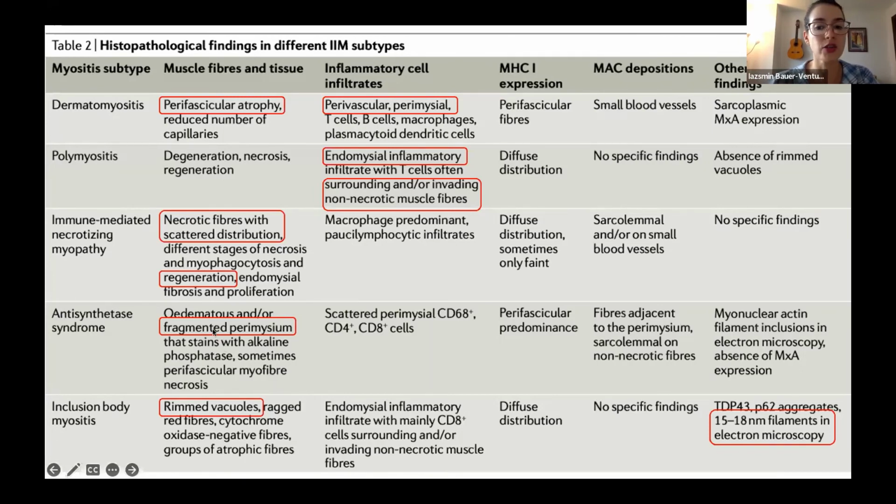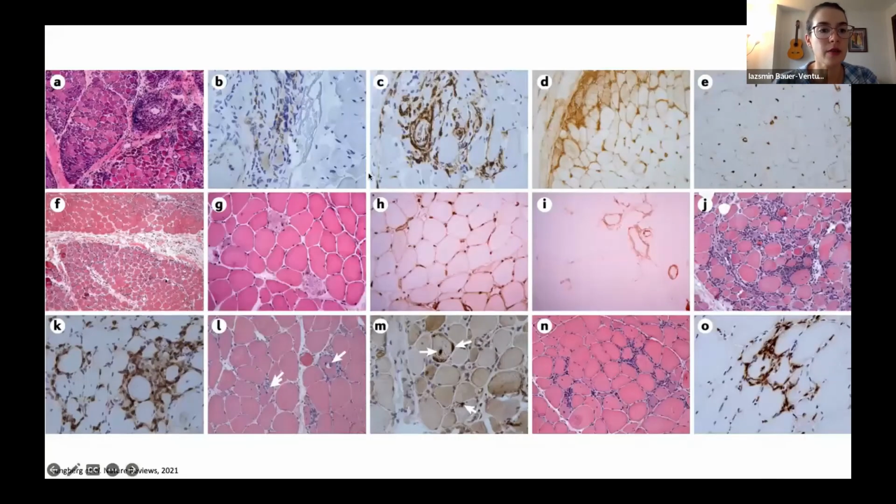In antisynthetase syndrome, it is usually perifascicular, as is the case with dermatomyositis, but we also see a lot of fragmented perimysium. The connective tissue becomes looser in antisynthetase syndrome. In inclusion body myositis patients, the endomysium is affected, very similar to polymyositis, with those surrounding cytotoxic invading T cells as well. But differently from polymyositis, we also have these rim vacuoles, these agglomerations of misfolded proteins. They're rimmed, and this is the hallmark of the histology of inclusion body myositis.